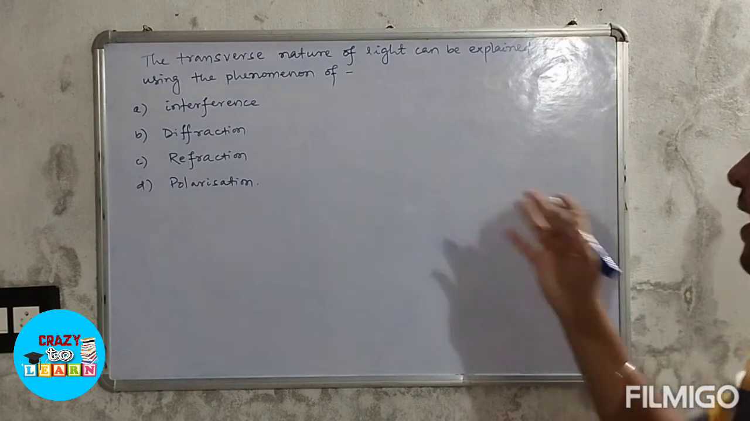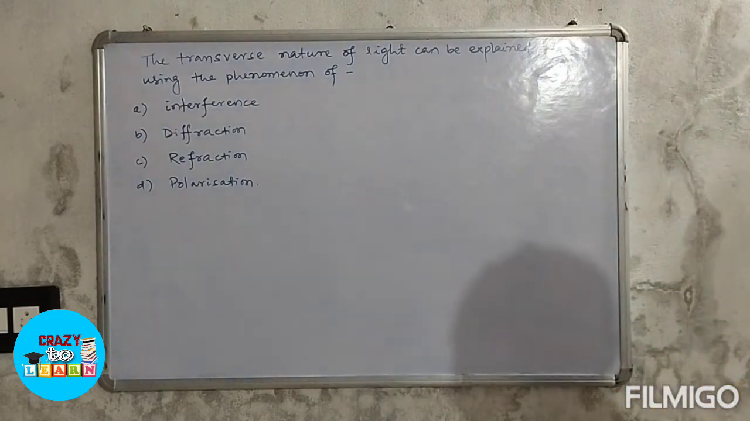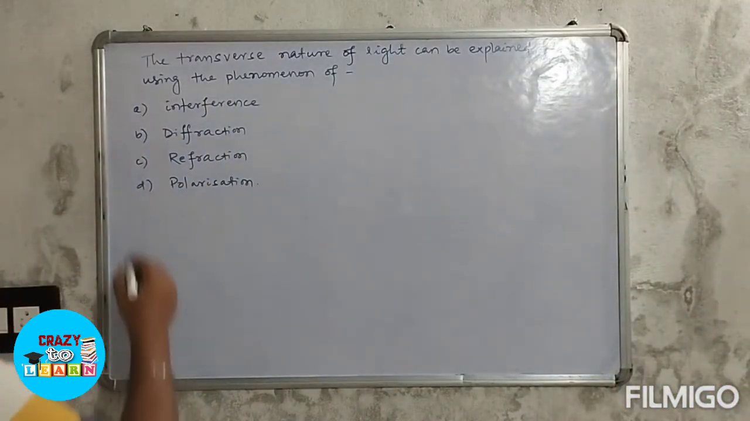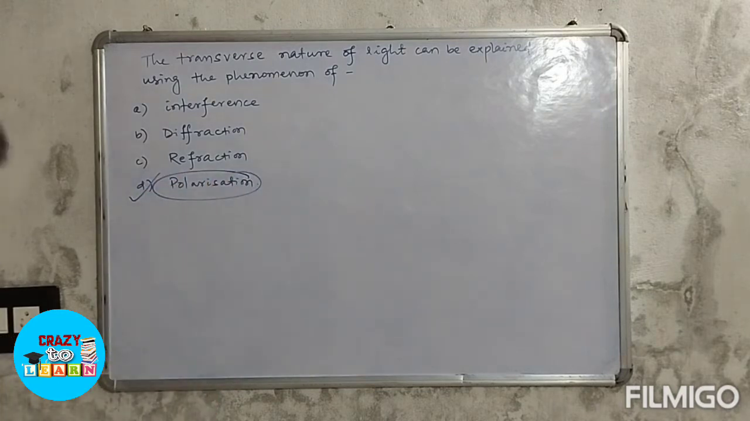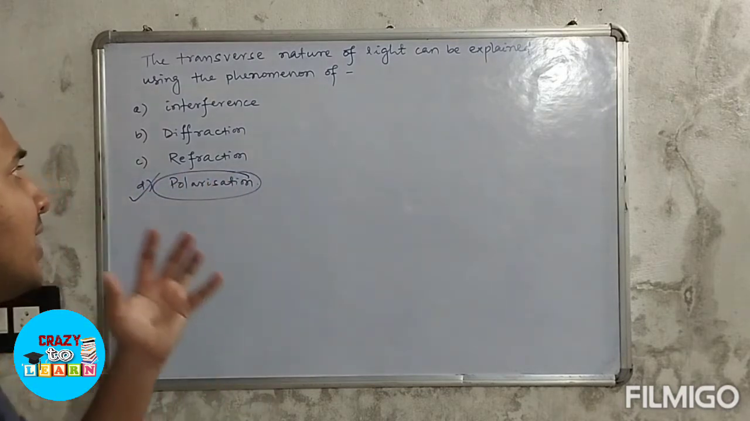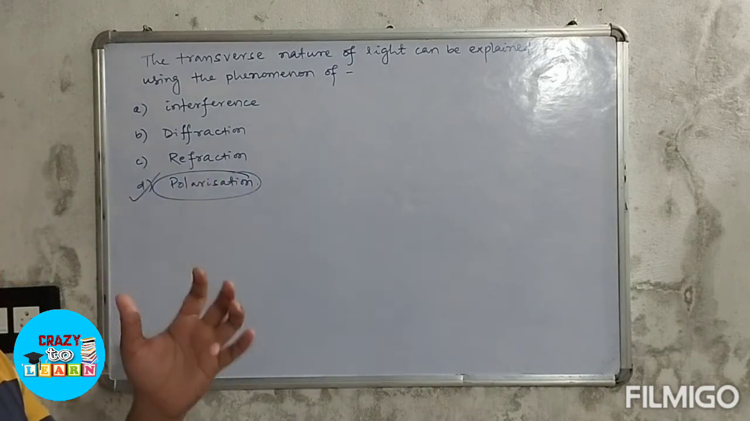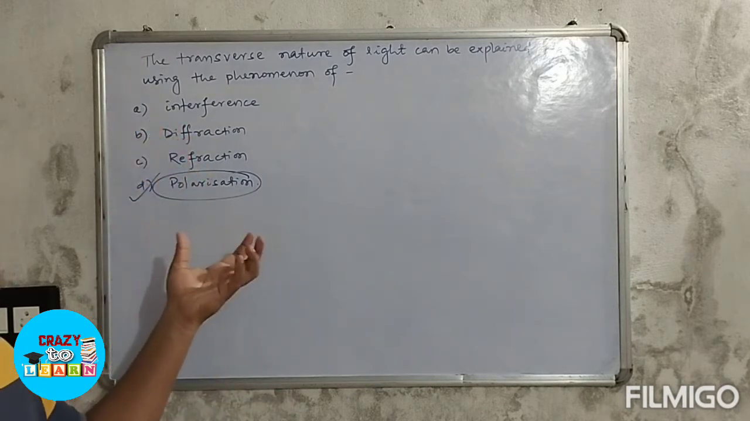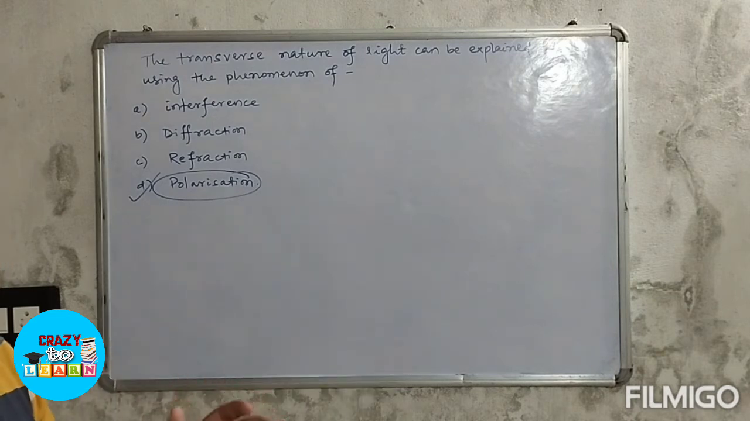Transverse nature of light can be explained using the phenomenon of interference, refraction, or polarization. The answer is option D, polarization. Why? Because we know what polarization is. Polarization is the process in which unpolarized light is converted to polarized light. And what is unpolarized light and what is polarized light?